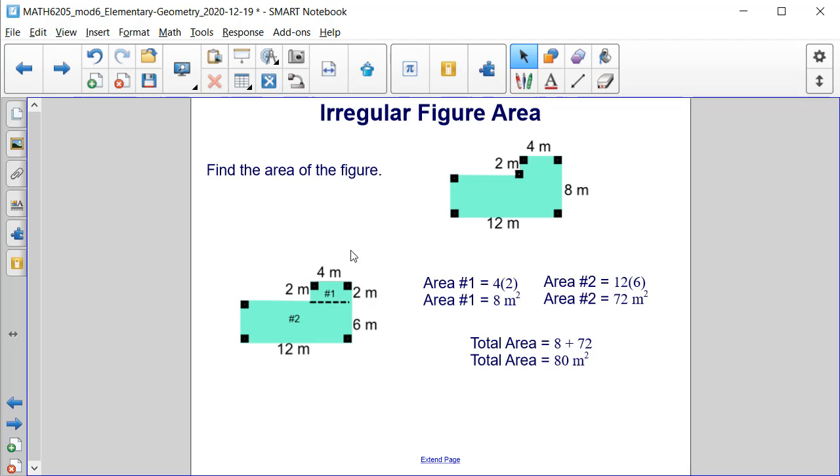And here we see again the work used to solve this example problem. Area of rectangle 1 was found by multiplying 4 times 2, which is 8 square meters. And area 2 was found by multiplying 12 and 6, which is 72 square meters. And if we add up 8 and 72, we get 80 square meters, which is the total area of our figure.